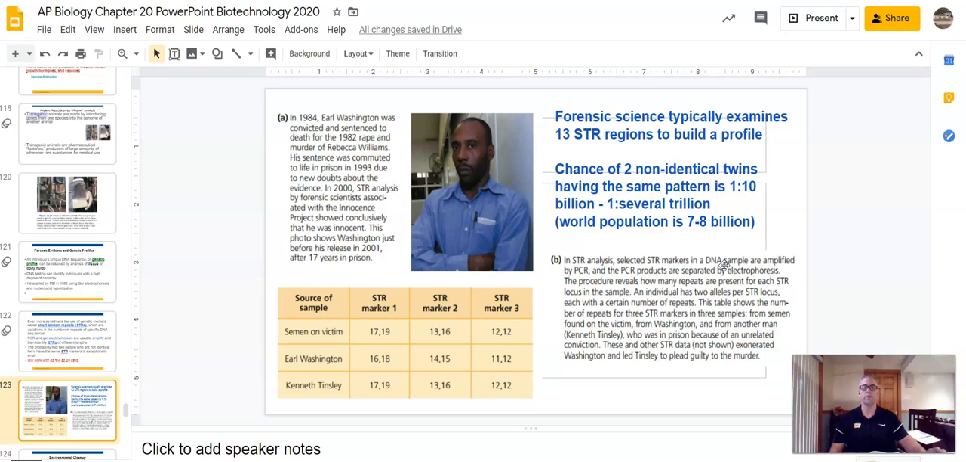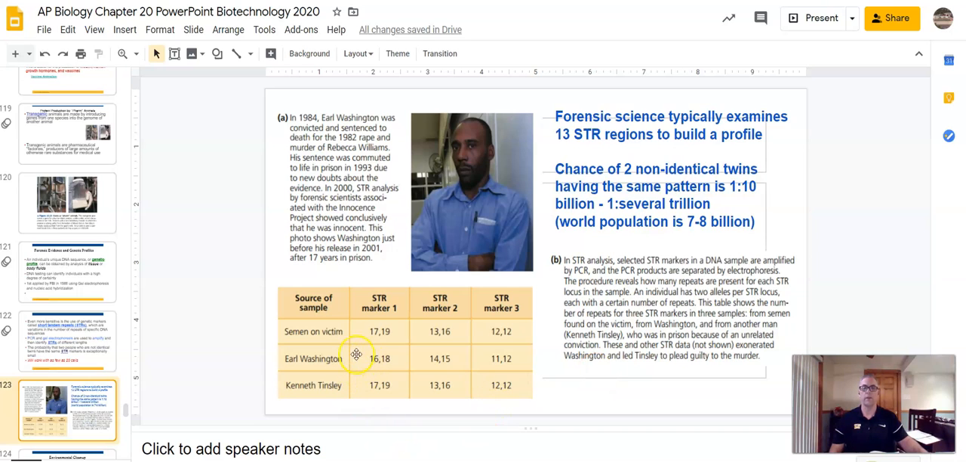One of the first really significant cases was Earl Washington. This guy was convicted and sentenced to death for a rape that supposedly took place in 1982. He was convicted in 1984. In 1993, they adjusted his sentence to a life sentence based on some questions and doubts. And then in the year 2000, they did STR evidence. And basically what they found is that after 17 years in jail, this guy was not at the scene. He was not the suspect that should have been arrested for this particular crime.